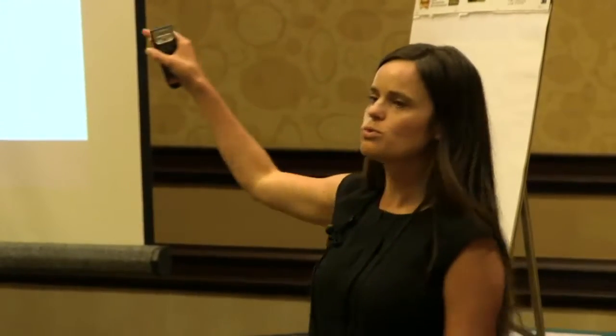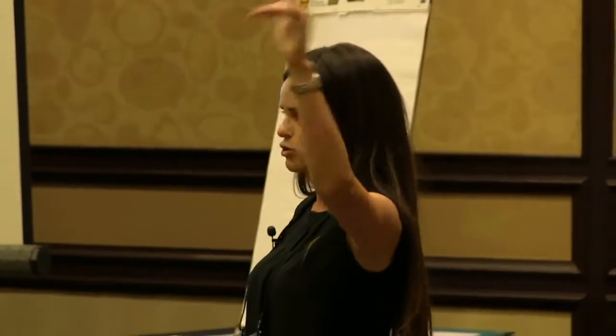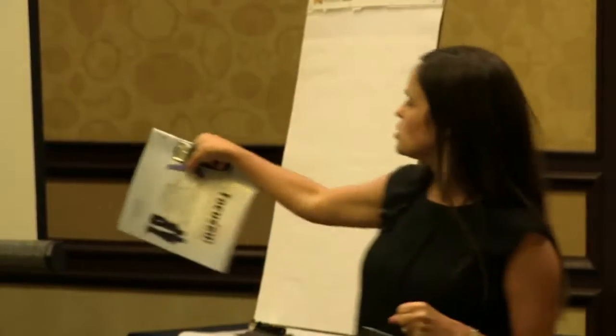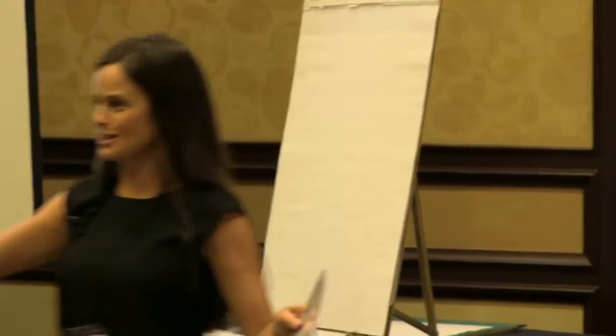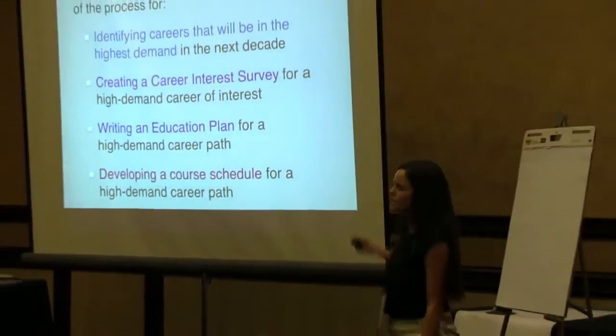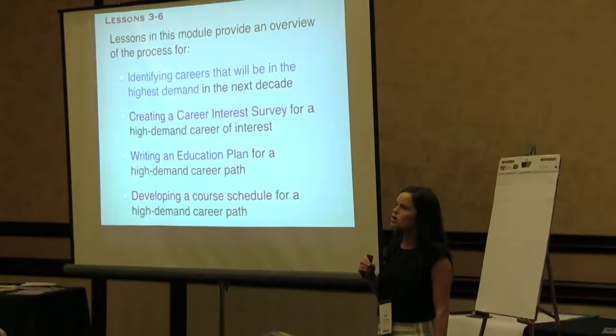And then they have to do a career interest survey. In the freshman year, they research 3 careers of their choice. In the sophomore year, they have to research a high demand career of their choice, which might not be their very first one. They have to write an education plan and develop a course schedule. Now, we had tried to do this. Imagine, there's 40 of us here, and a class of 36 sophomores, trying to get them all to write an education plan and develop a course schedule for their individual career. That was a struggle.